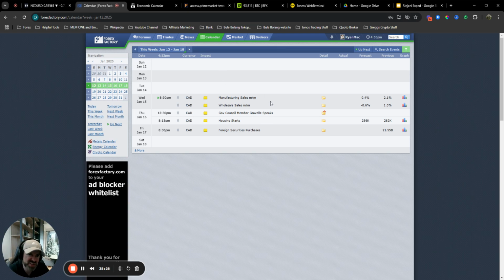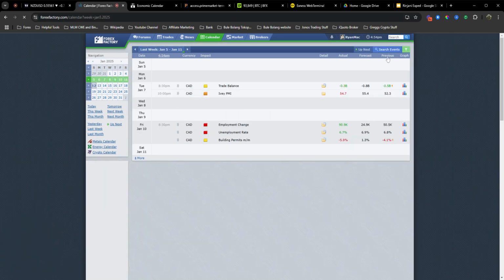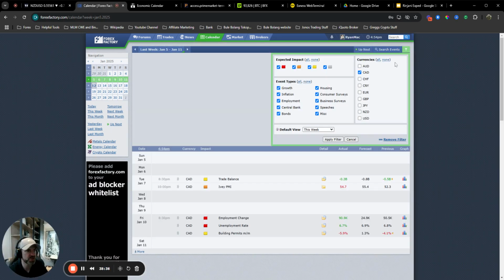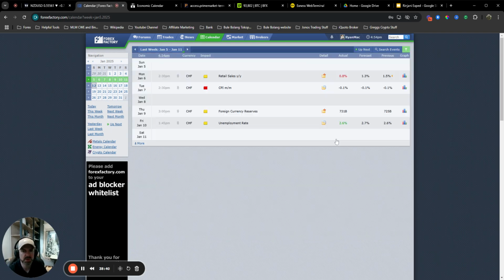Next week, manufacturing sales, wholesales, we've got pretty poor news next week. Nothing much that we actually care about. Let's move on and get this finished. Retail sales year on year, again CPI month on month, poor. Same, stable. Foreign currency reserves, good. Unemployment rate, yeah, it's stable.